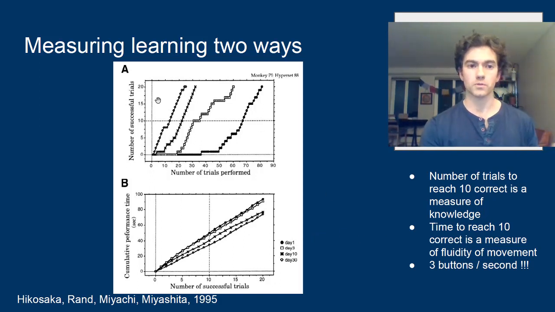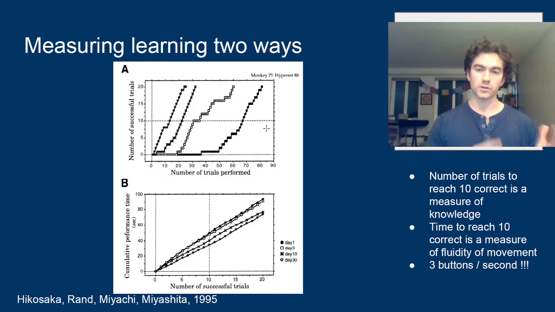So just to conceptualize what these two measures are telling us, the number of trials to get 10 successful trials, trials to criterion, is going to be a measure of knowledge. And then down here, the speed is going to be a measure of fluidity. And anyone who plays a musical instrument, I think, can appreciate the difference between these two things. Knowing what the next chord or note to play, and being able to fluidly move to that next chord, are two different things.